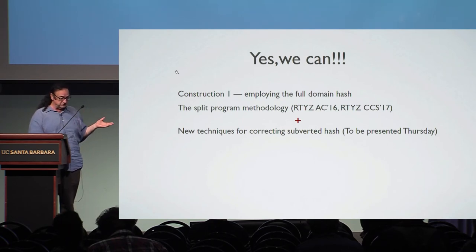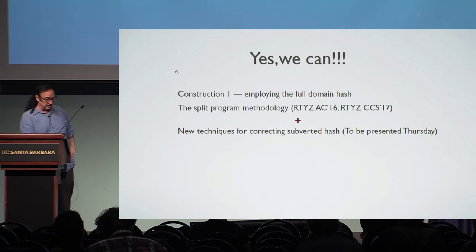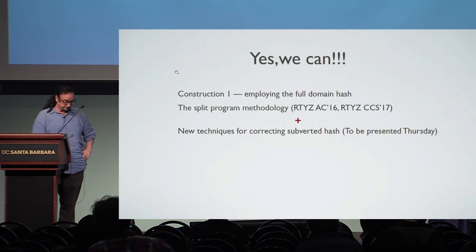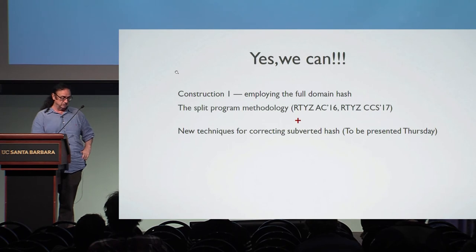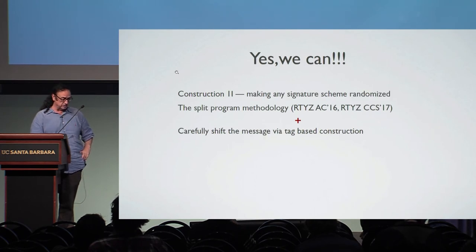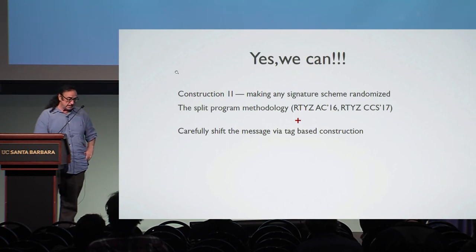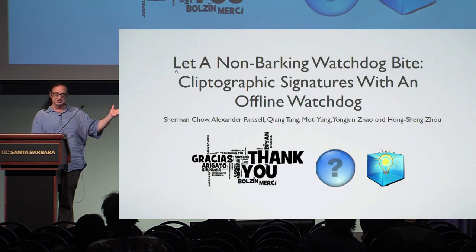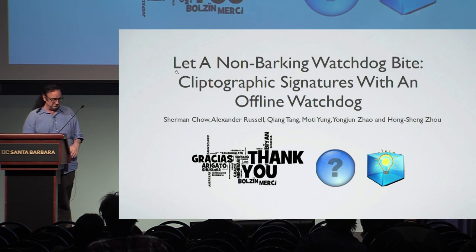We have one construction, again based on full domain hash, with, of course, new techniques, and it also uses the paper that is going to be presented on Thursday. And the second construction is a generic transformation. So yes, we can build more trusted systems with certain assumptions on the architecture. We can minimize those assumptions. So if we are there to help others, we should first help ourselves. Thank you.